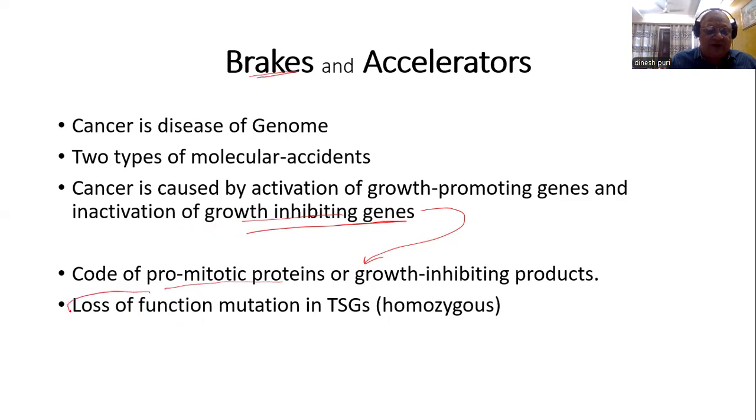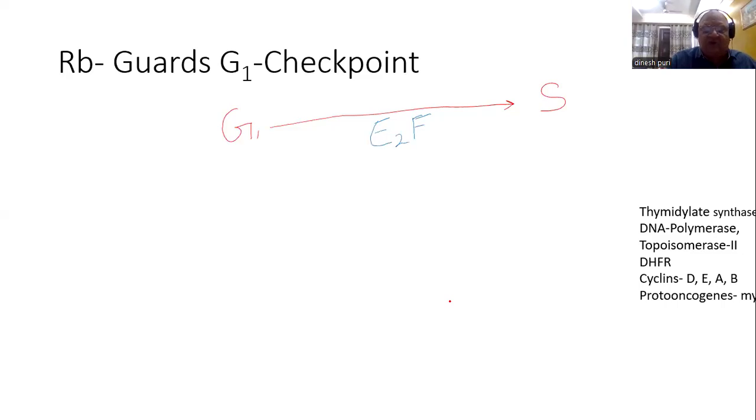This is also commonly referred to as loss of function mutation, and we are going to discuss that it has to be homologous inactivation. So two genes we are going to study: the retinoblastoma gene, abbreviated as RB, and the second, of course, P53, which all of you are so well aware of. Now, RB, the retinoblastoma gene, encodes a protein called pRB, protein RB, and it guards the G1 checkpoint.